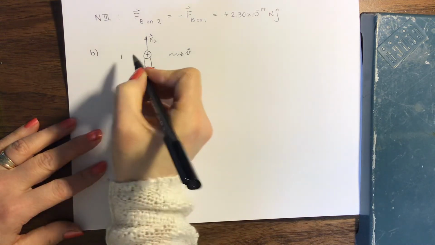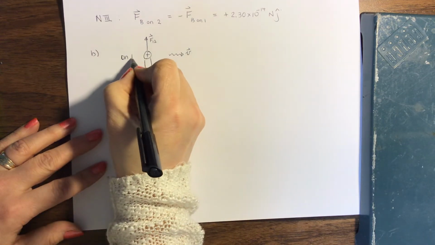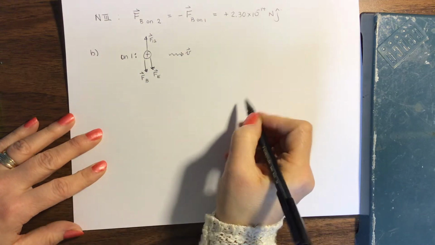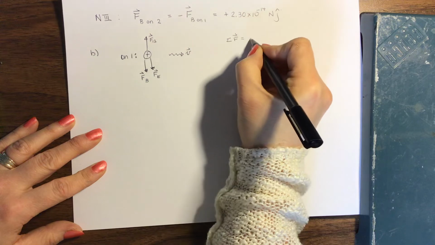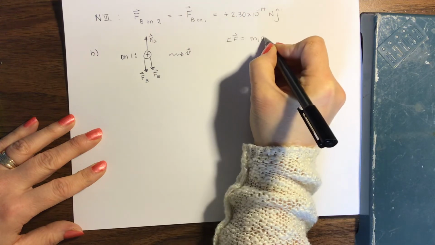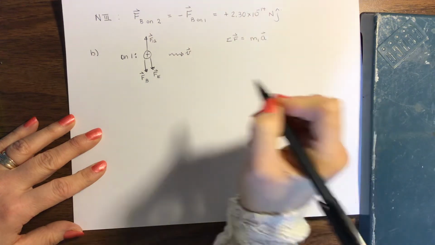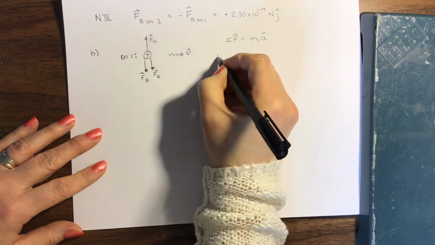So there's my free body diagram. This is for charge 1. Next, I'll write my Newton's second law. Sum of the forces acting on charge 1 is equal to the mass of charge 1 times its acceleration, but I know that acceleration is going to be 0.